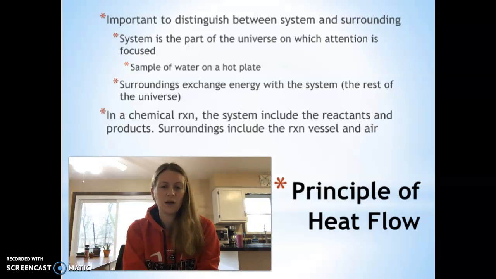So the surroundings and the system can interact by transferring energy, which we'll get to later, but you're really only paying attention to what's going on with the system itself. So again, in a chemical reaction, that includes the reactants and products.